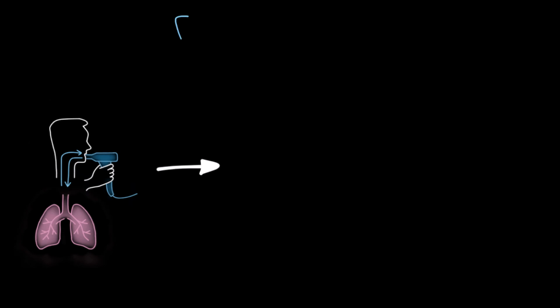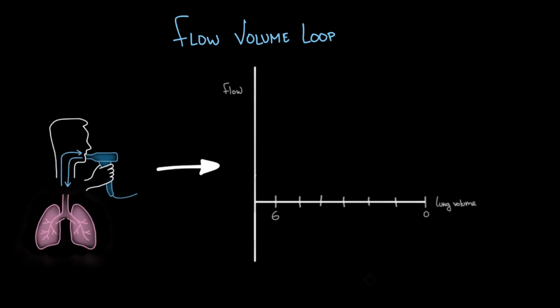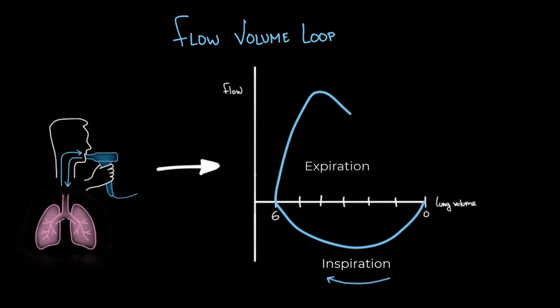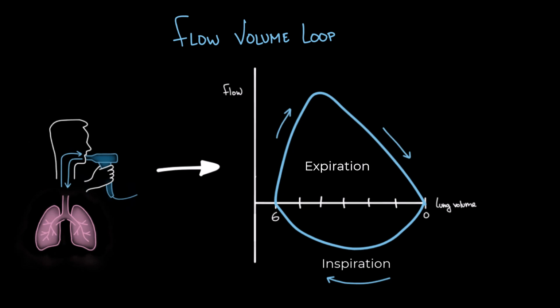One of the graphs that we can get is the flow volume loop. On the x-axis, we have the lung volume, from 0 to usually 6 liters. On the y-axis, we have the airflow rate, expressed in liters per second. So, on this flow volume loop, the person takes a deep breath, and this is the inspiration phase, and then the person breathes out forcefully, and this is the expiration phase. This sharp rise as the person blows the air out is called the peak expiratory flow.